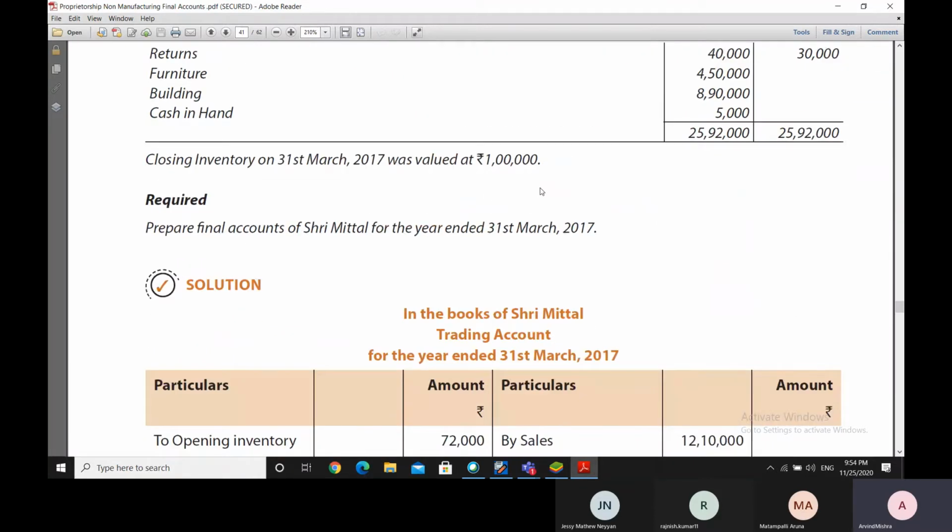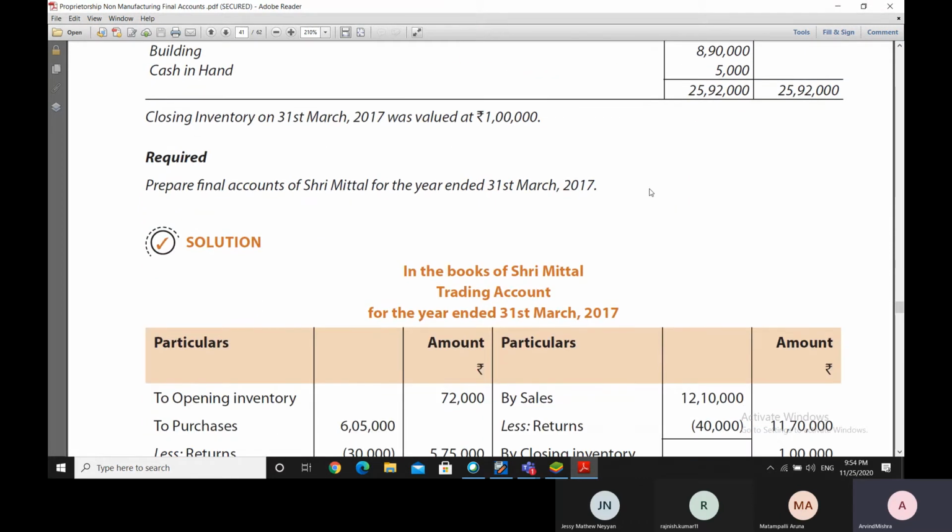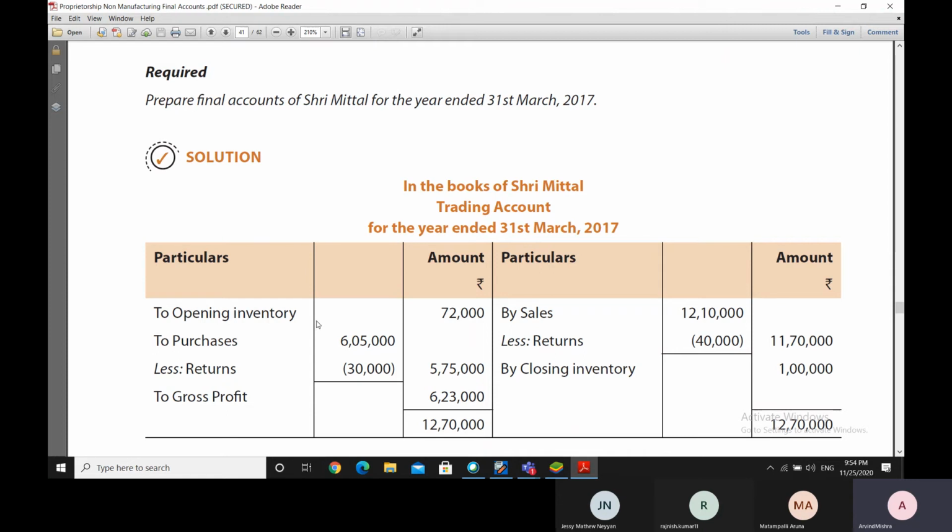Whenever we are asked to make final accounts, first of all, we have to make the trading account, then we have to make the profit and loss account, and then thereafter we have to make the balance sheet. So in order to make the trading account, first of all, we need the opening inventory, the purchases, the purchase returns, the sales returns, and the closing inventory, and any other direct expenses for the trading. Of course, in this example, we don't have any direct expenses of the trading.